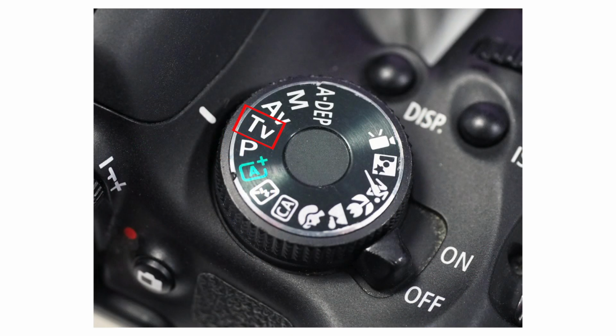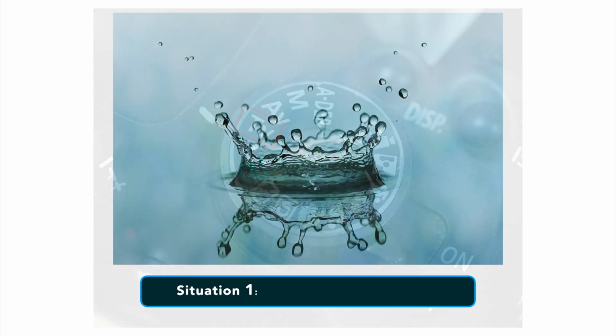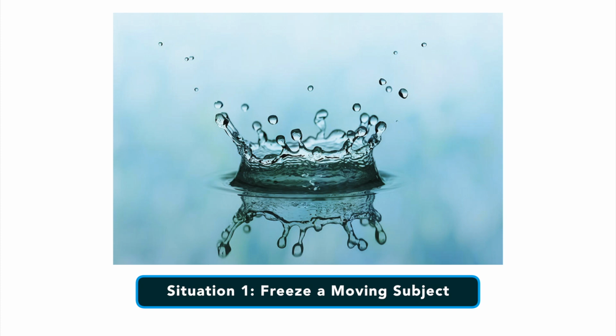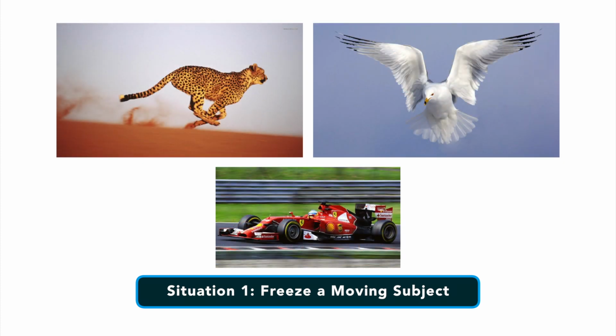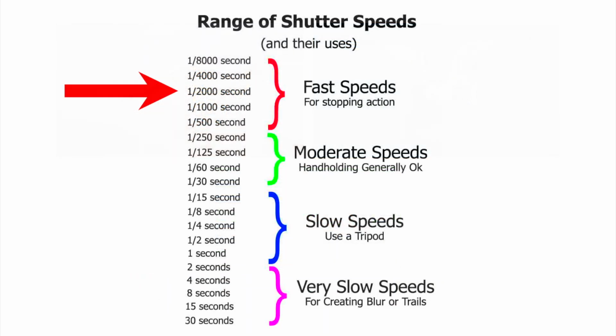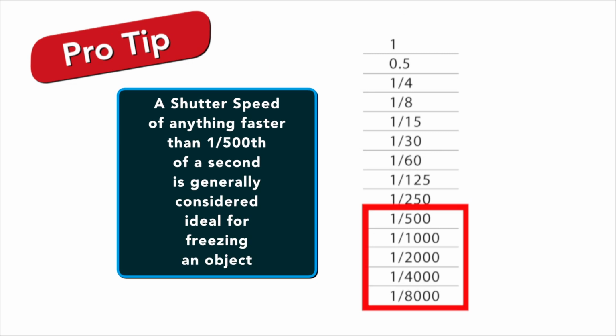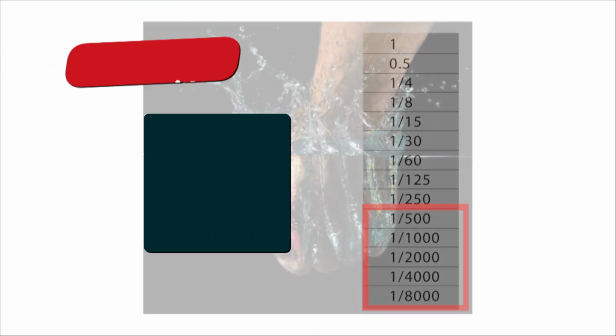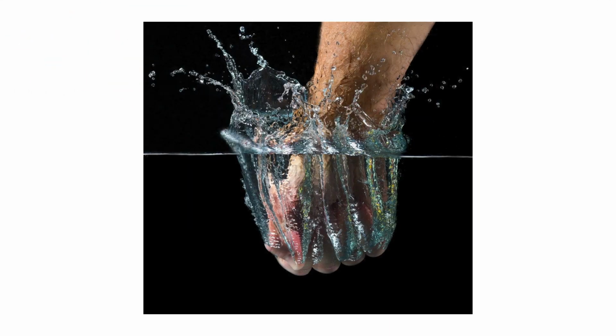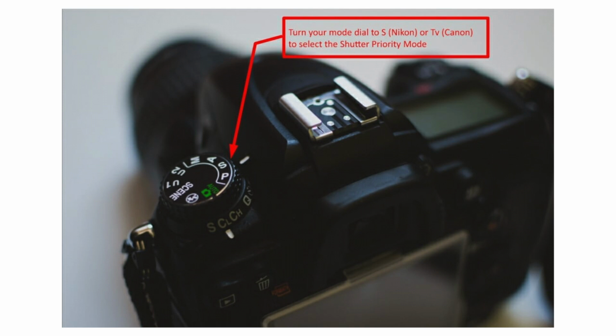So let's look at a couple of situations where you're most likely to shoot in shutter priority mode. The first one is you want to freeze a moving subject. If you want to freeze a fast-moving animal or bird or car in your photo, you do so by setting a fast shutter speed. A shutter speed of anything faster than 1/500th of a second is considered ideal for freezing an object, but this may vary depending upon the speed of your subject. Your camera will judge the required aperture and ISO values as per the available light.